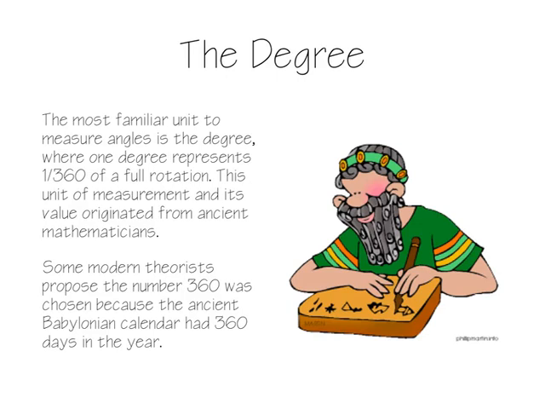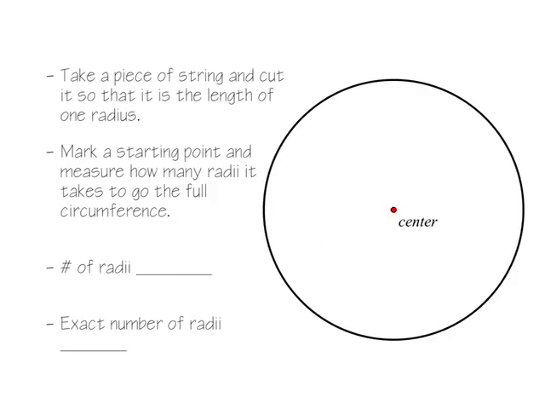So what we're going to do today is come up with another unit of angle measure that actually has some sort of relationship to the circle. What I could do is take a piece of string and cut it so that it is the length of one radius of my circle. It doesn't matter how big my circle is. Just go and measure one radius. I can mark a starting point and measure how many radii it takes to go the full circumference. I could do that distance as many times as necessary.